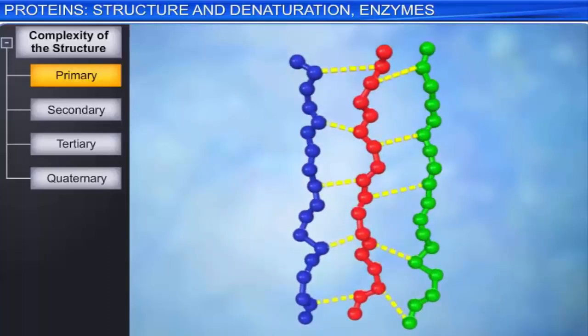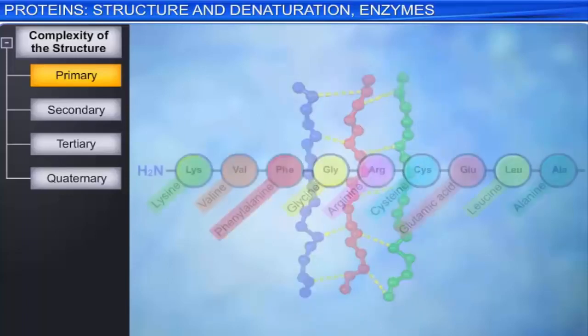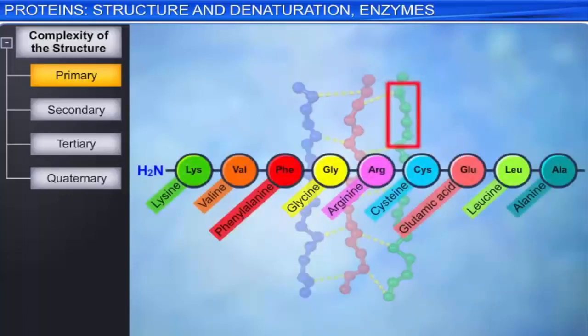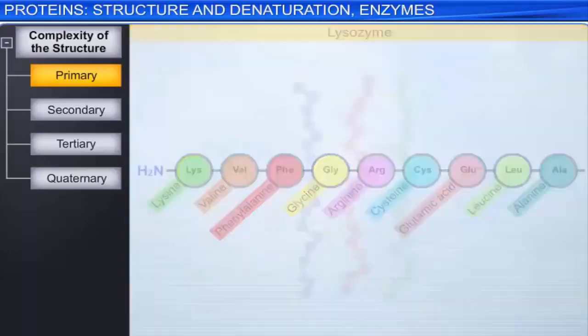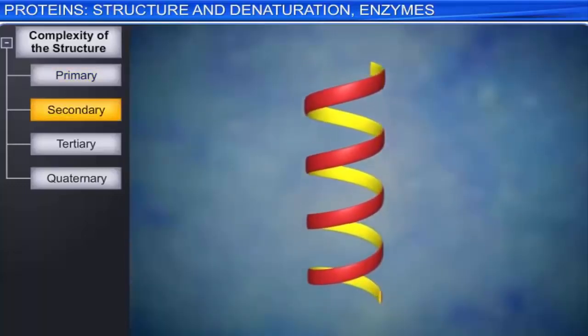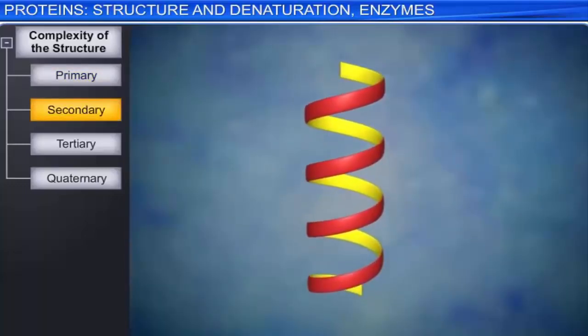Here, we see the specific arrangement of amino acids of the enzyme lysozyme. Every protein has its own unique amino acid sequence. Any change in the sequence of amino acids creates an altogether different protein. The secondary structure of proteins refers to the arrangement of the polypeptide chains in space.